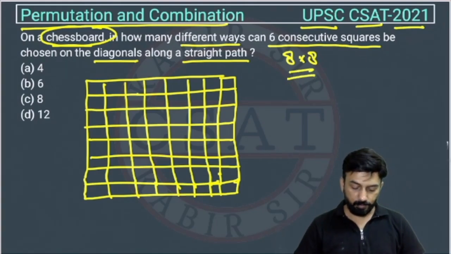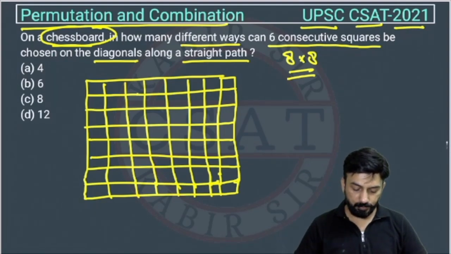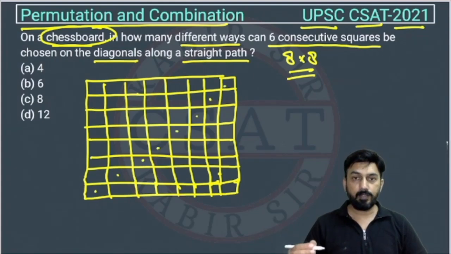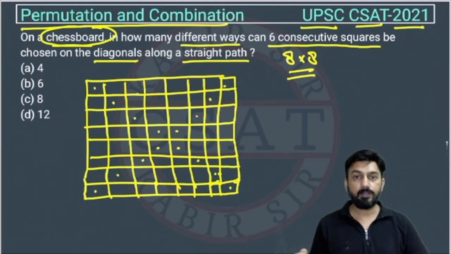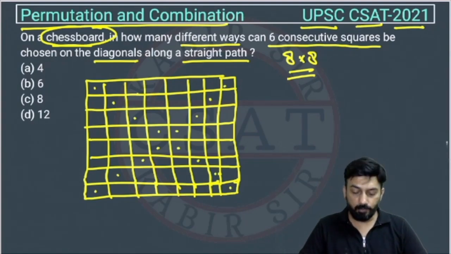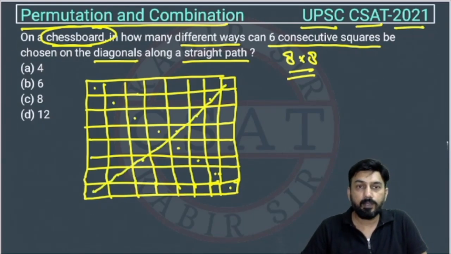Another thing, we have to select 6 consecutive squares on the diagonals. On the diagonals, if you see, 1, 2, 3, 4, 5, 6, 7, 8. So on the diagonals, how many squares are there? 8. And this side also 1, 2, 3, 4, 5, 6, 7, 8. Now out of these, one by one we will take, suppose this one. So we have 8 squares.